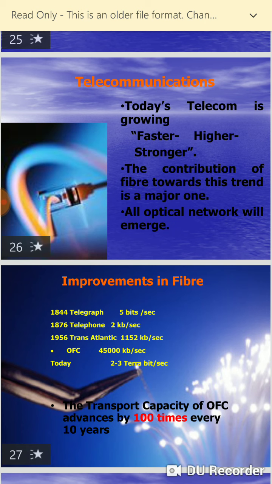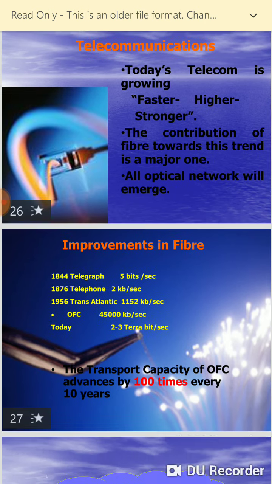Now, improvements in the fiber. The transport capacity of optical fiber advances by 100 times every 10 years. These are some of the applications. And the rate of transmission is shown in the diagram: telegraph, telephone, transatlantic optical fiber cable. If we consider the speed improvement in optical fiber cable as compared with other media, that is drastically high.